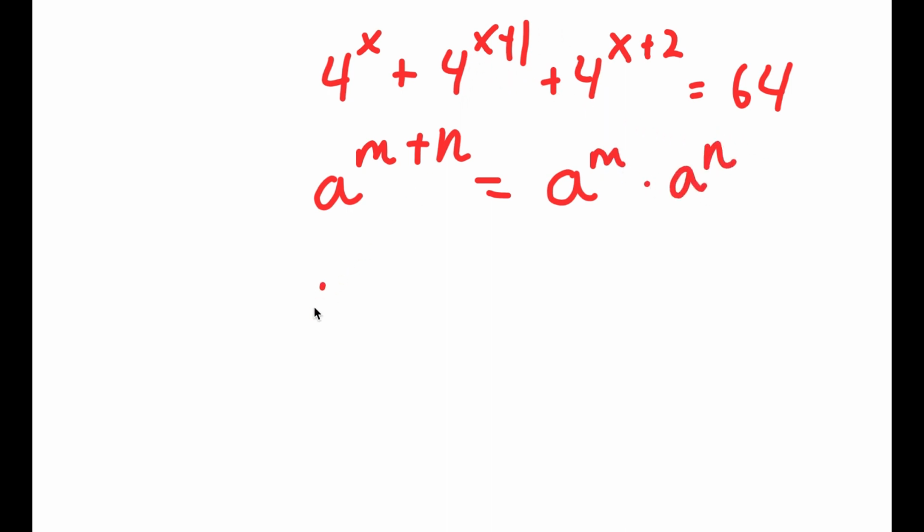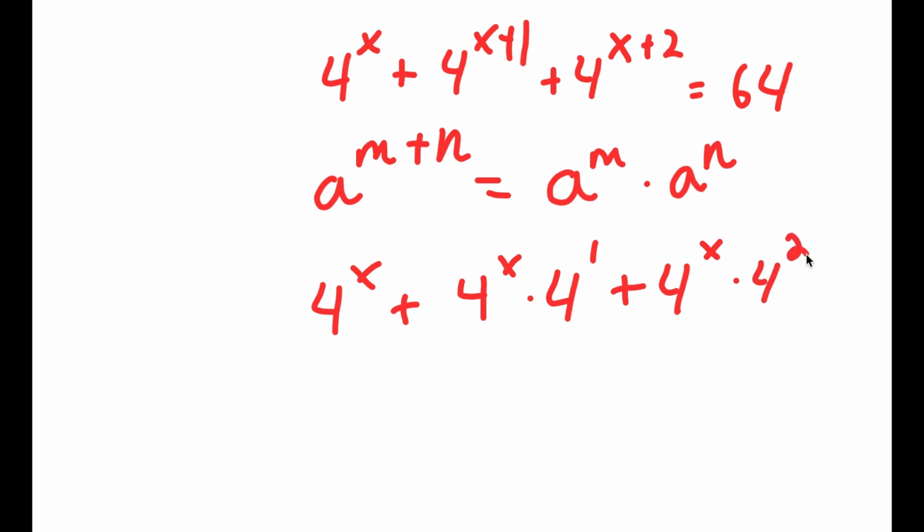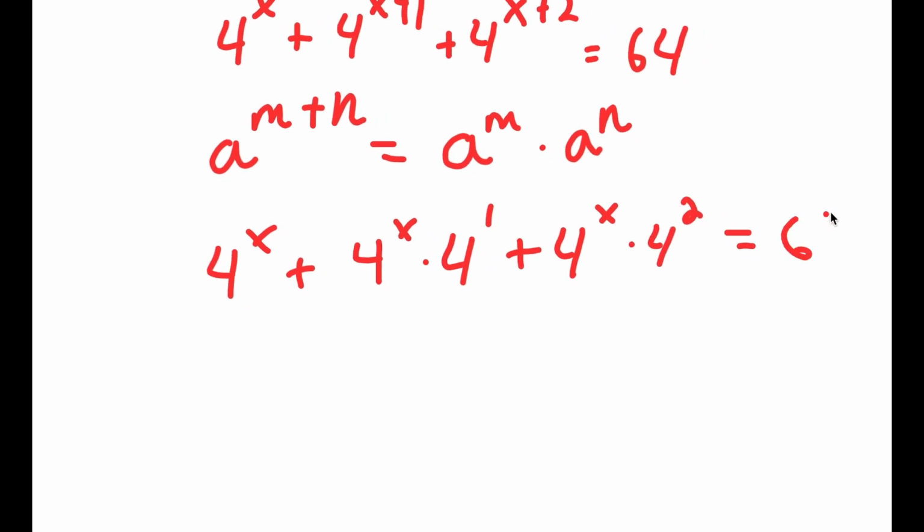So 4 to the power of x plus 1, that's going to equal 4 to the power of x times 4 to the power of 1. And 4 to the power of x plus 2, that's going to equal 4 to the power of x times 4 to the power of 2. Now this is equal to 64.